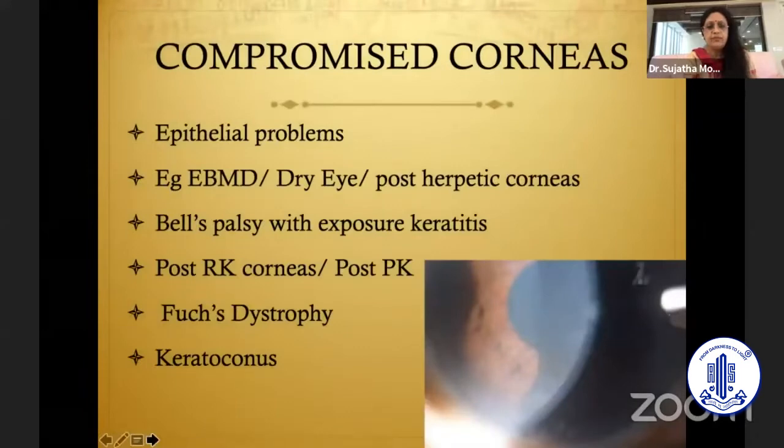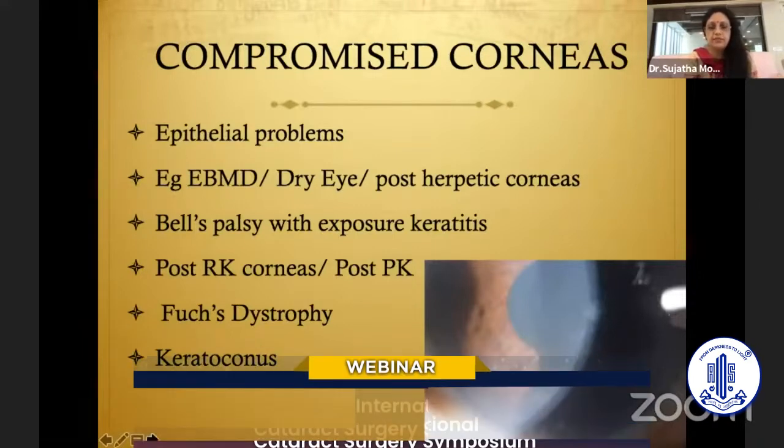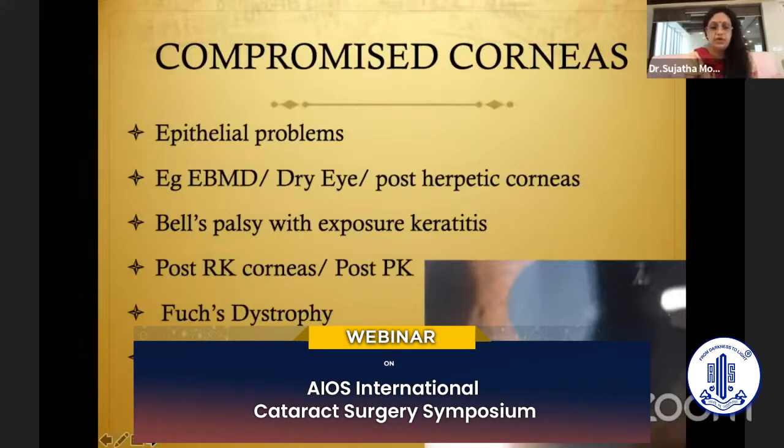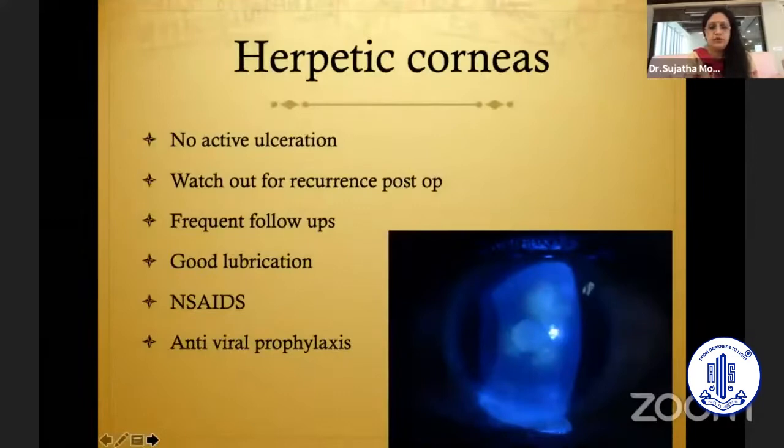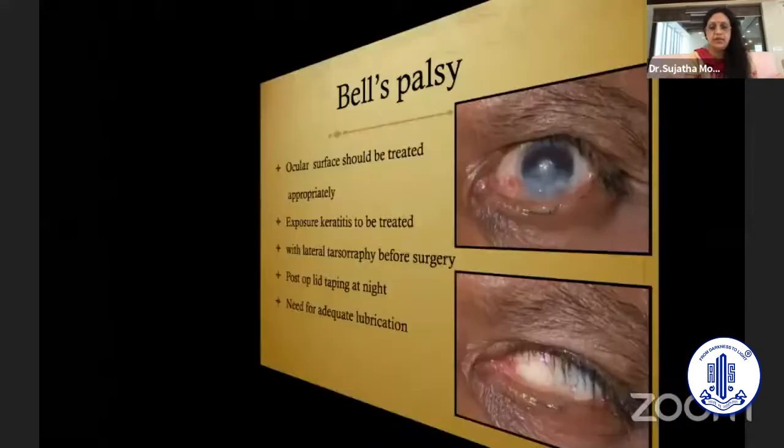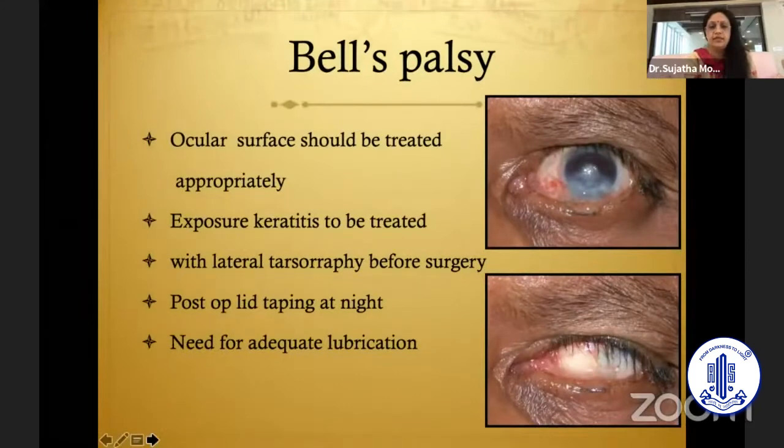There are several problems, as simple as epithelial problems like EBMD, dry eye, post-herpetic corneas, patients with Bell's palsy with exposure keratitis, post-ALK corneas, post-PK corneas, Fuchs dystrophy, and keratoconus. With herpetic corneas, we all know it's better to avoid surgery during active ulceration. The most important thing in these patients is to prevent recurrence, because post-operative use of steroids can always cause a recurrence. So good lubrication and antiviral prophylaxis may be required, particularly in patients who have recurrent incidences.